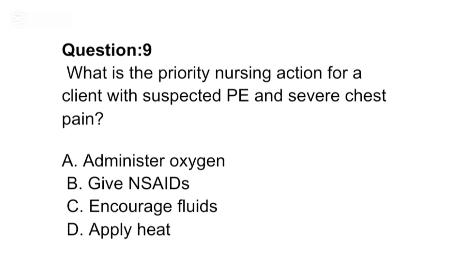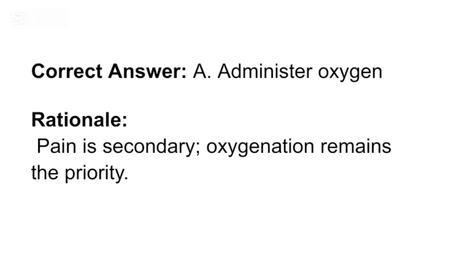Question 9. What is the priority nursing action for a client with suspected PE and severe chest pain? A. Administer oxygen. B. Give NSAIDs. C. Encourage fluids. D. Apply heat. Correct answer, A. Administer oxygen. Rationale. Pain is secondary, oxygenation remains the priority.